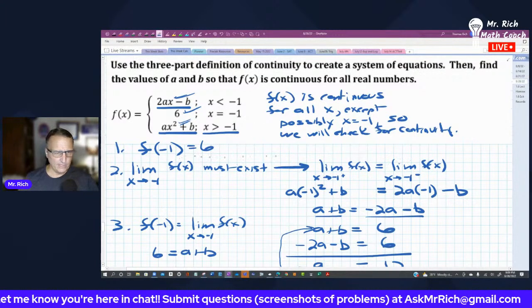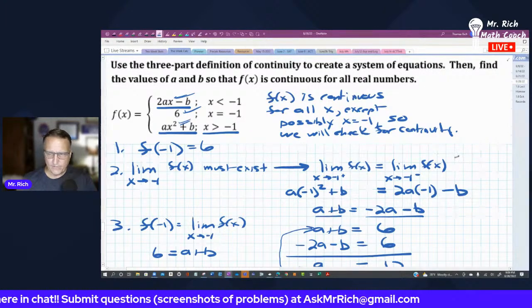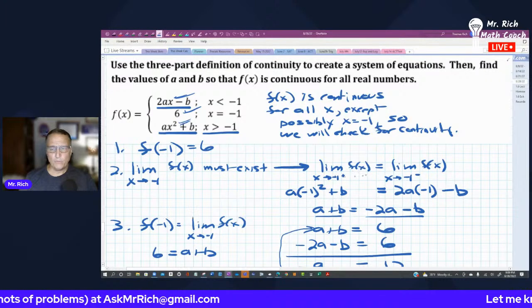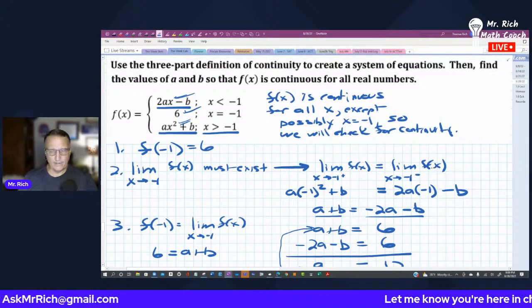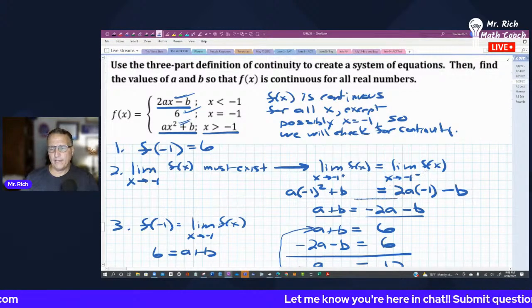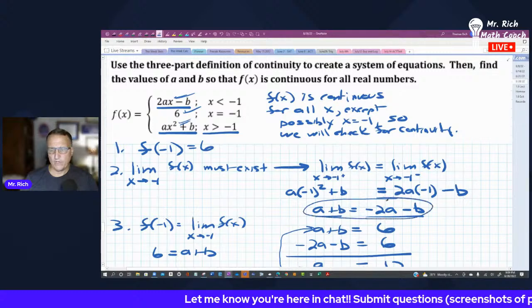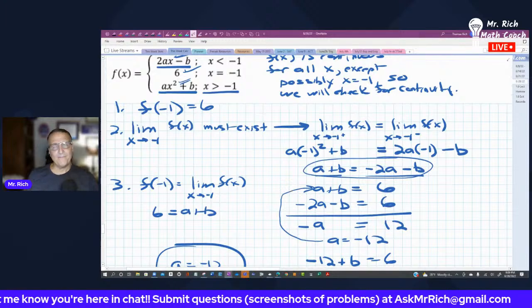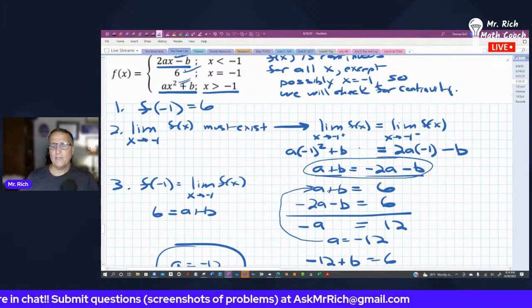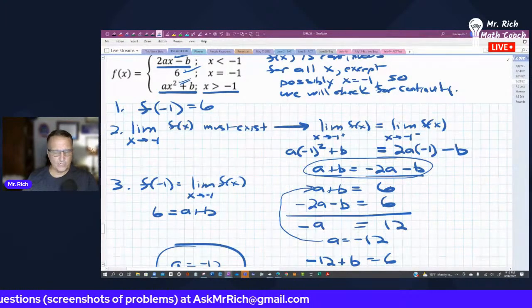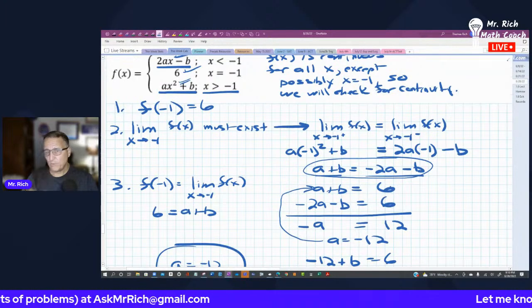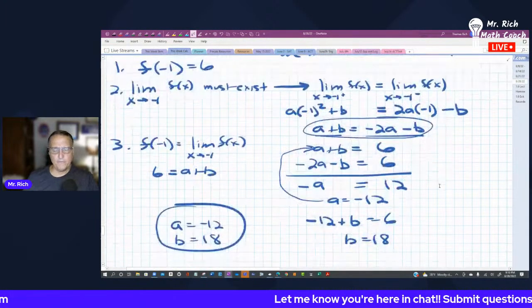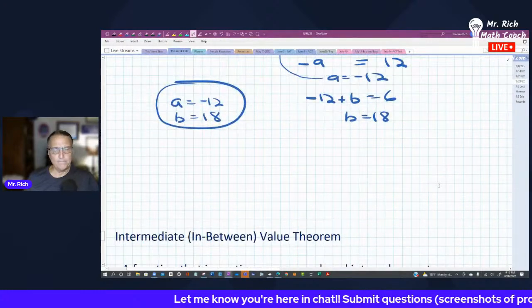Then we said that the next condition that has to be met is that the left-hand and right-hand limits have to be the same, so we equated those. Through direct substitution, we evaluated the right-hand limit and the left-hand limit at -1. That gave us this equation right here. But we also knew that the third condition was that f of -1 had to equal the limit. So I could set each one of those equations equal to 6, forming a system of equations. And that allowed me to very easily solve that system of linear equations to get a and b.